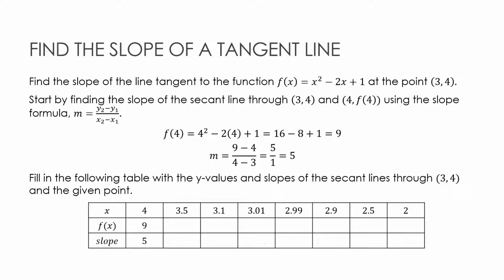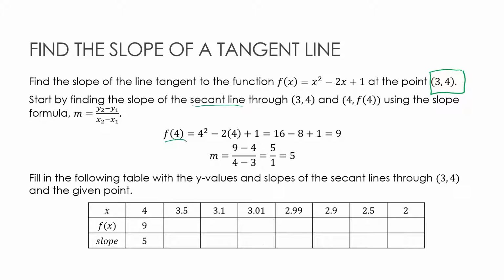We're going to start by looking at the slope of the tangent line to the function f of x equals x squared minus 2x plus 1, and we're looking specifically at the point 3, 4. So we're always going to specify a point. Essentially, we're going to start by finding the slope of the secant line. We have some sort of quadratic function, and we're going to continue to draw secant lines that we feel most closely represent the slope at that point, and we're going to look for that pattern.